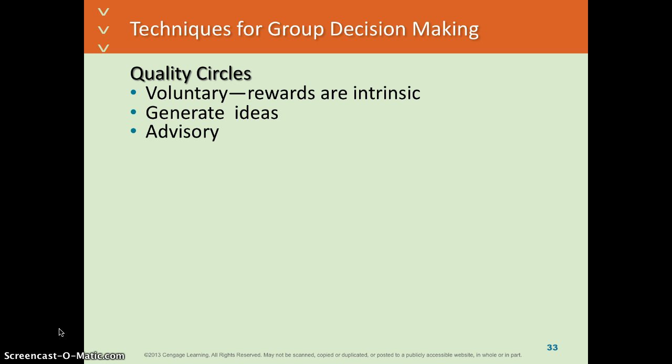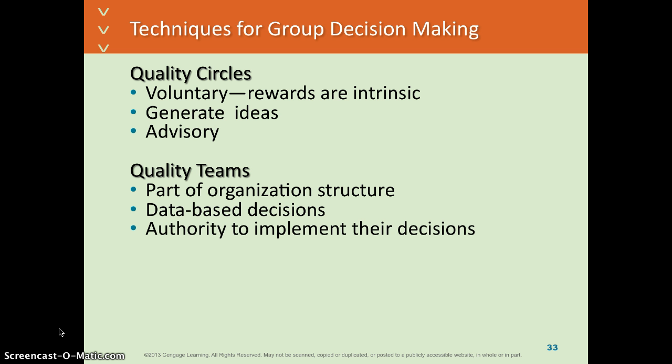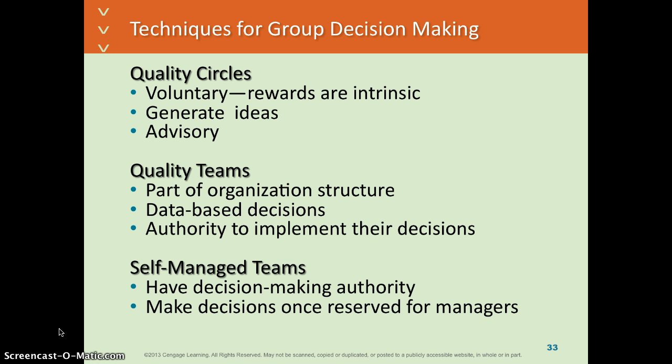There are other types of group decision making, quality circles. They are usually voluntary. My exposure has been great to them and they're very successful. Quality teams, continually focusing on information for the organization. Self-managed teams, a team making their own decisions that normally would have been directed to them.